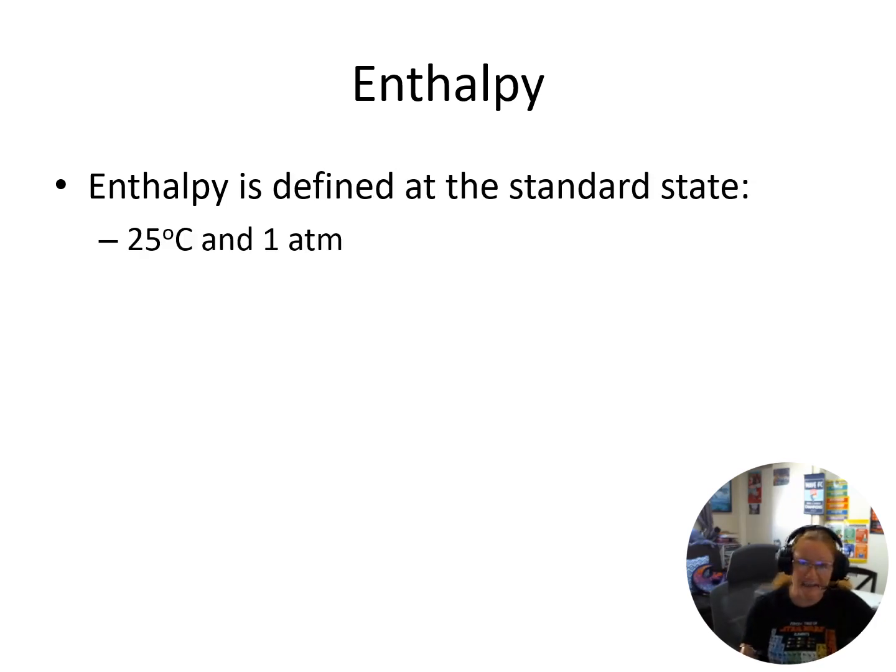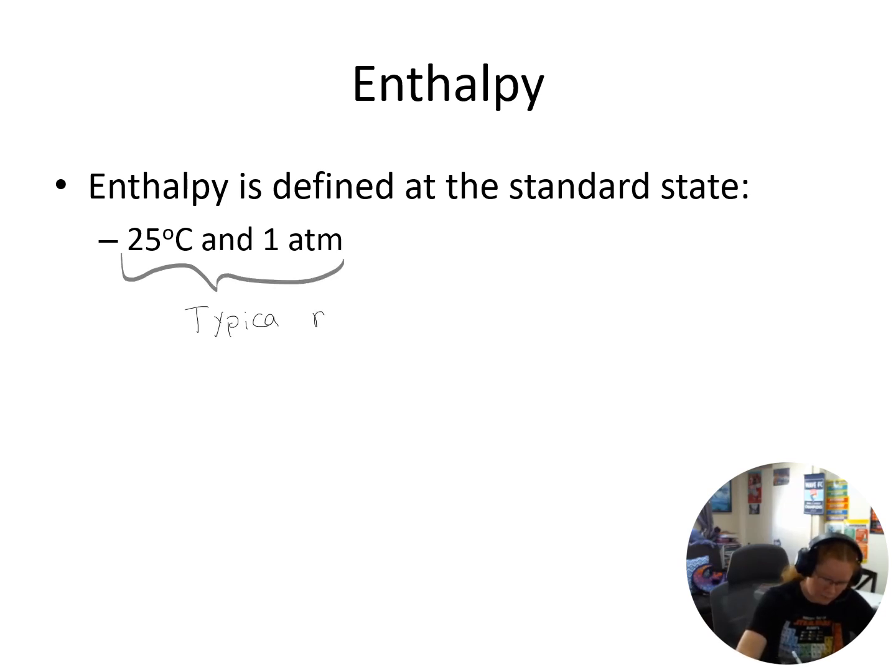And then usually when we look at enthalpy, we're defining it at standard state. So 25 degrees Celsius and 1 atmosphere. So these are typical room conditions. Give or take a few degrees. We know sometimes it gets really cold in labs, or sometimes it's warm when it first starts the air cycling. Okay, but those are our typical room conditions.